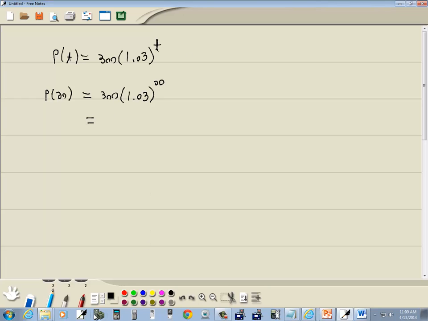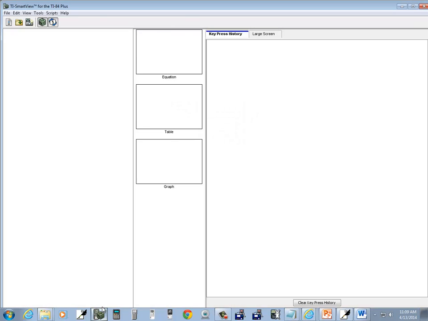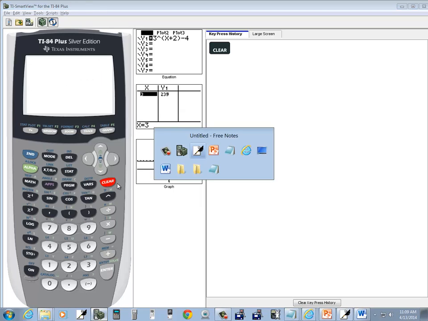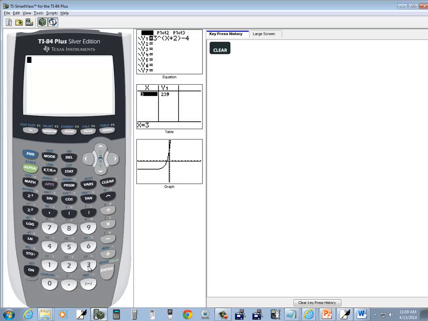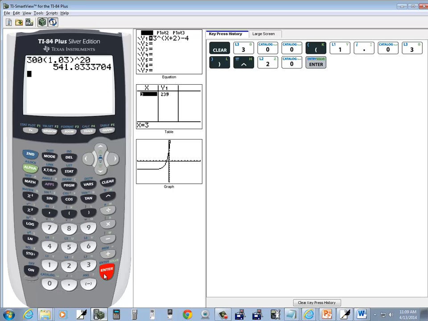Should have had my calculator up and running, but let me go ahead and bring it up. Nothing like planning ahead. Okay, there we go. We got 300, beginning parentheses, 1.03, closing parentheses, caret, 20. And then enter.